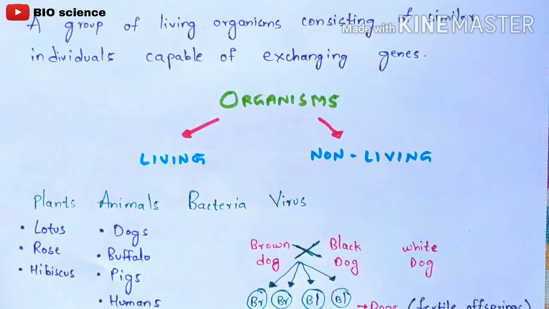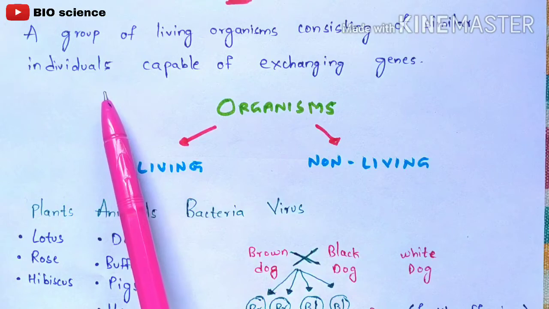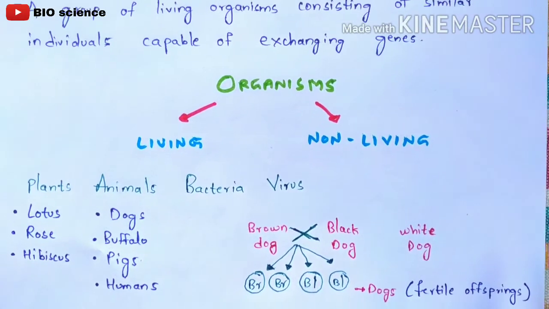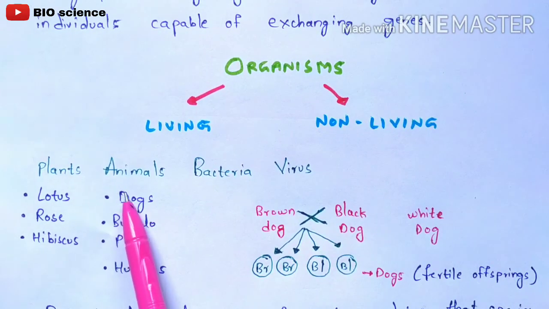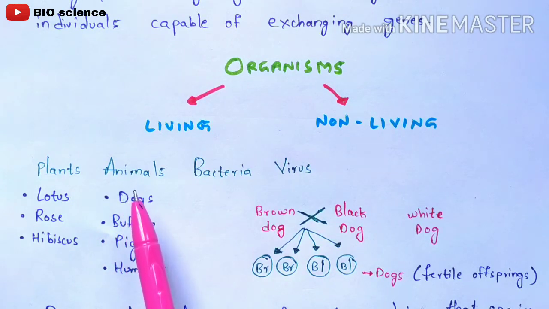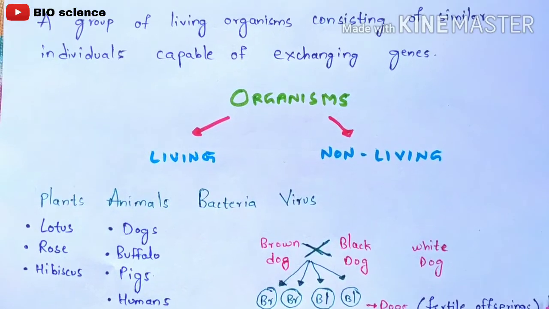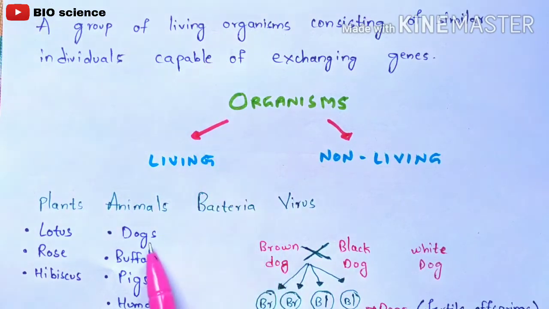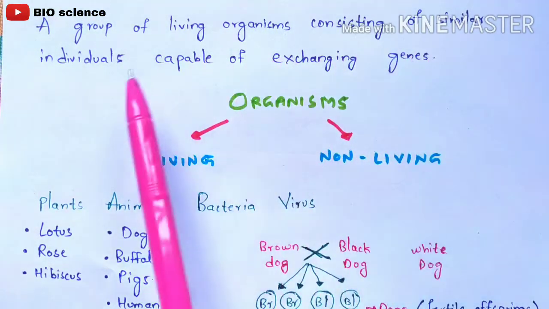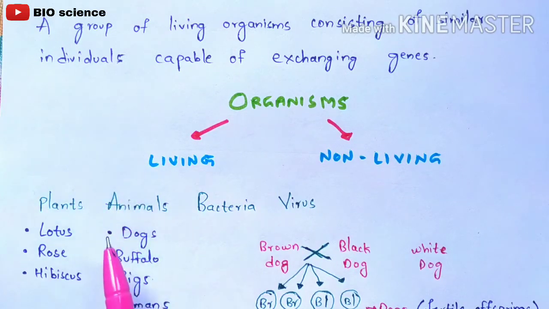So that's what we have mentioned in the definition: a group of living organisms consisting of similar individuals. A group of dogs is called a species, right? Remember that the group of organisms all consists of dogs. All the organisms in that group are dogs, right? That is called a species. A group of living organisms, let's say a group of dogs, consisting of similar individuals. All of those individuals are dogs, and they are considered a species.